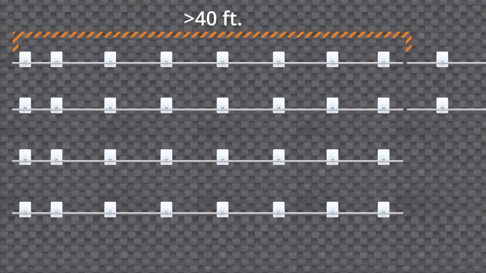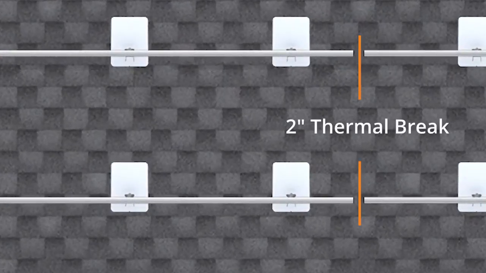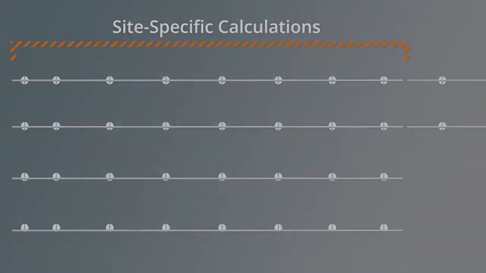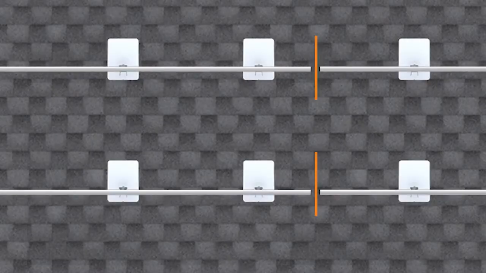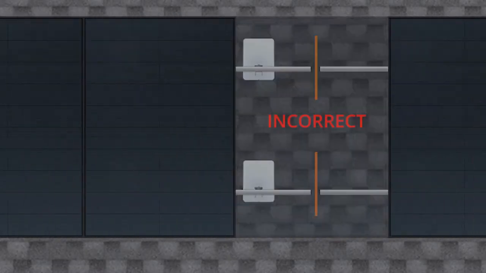To allow for thermal expansion and contraction, spliced rail lengths should not exceed 40 feet without a 2-inch thermal break. Temperature variations and other structures, such as metal buildings, may result in increased or decreased thermal break calculations. If this is the case, site-specific calculations may be used in place of a 40-foot thermal break. Never install modules over a thermal break.